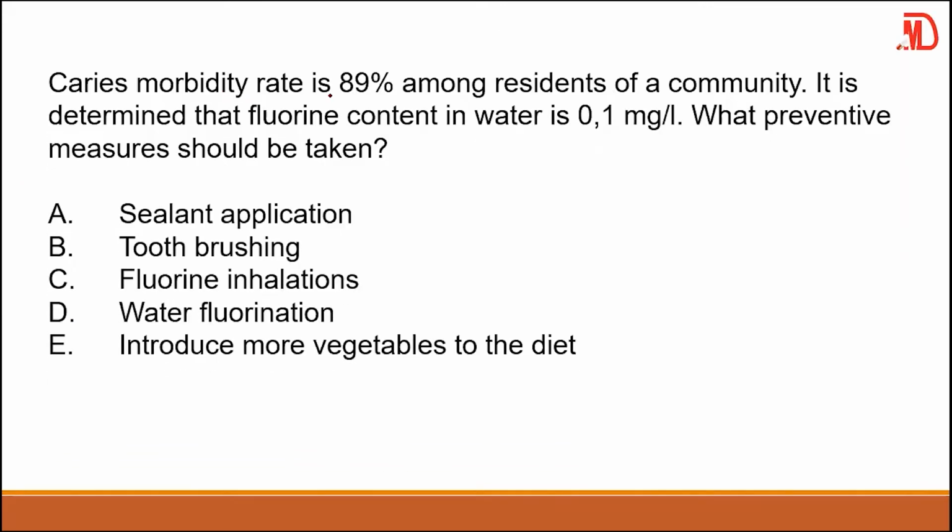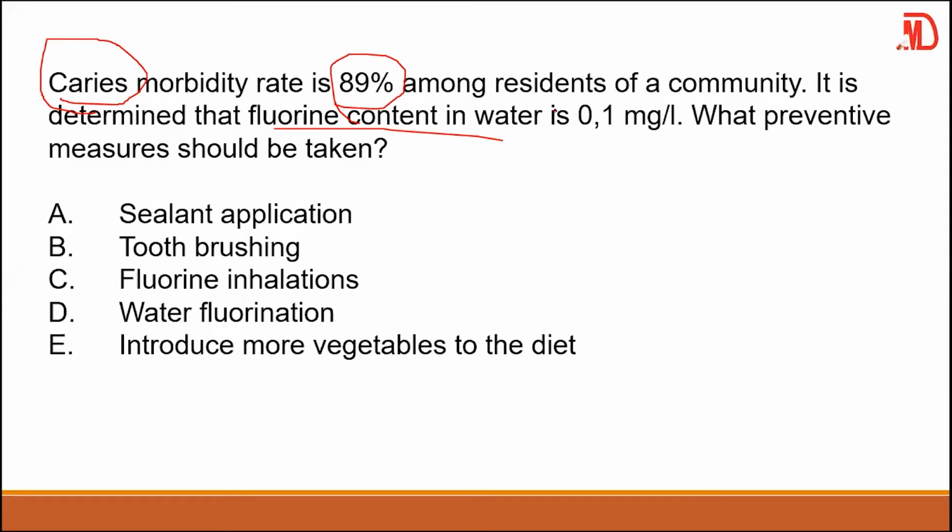Caries morbidity rate is 89% among residents of a community. It is determined that fluorine content in the water is 0.1. What preventive measures should be taken? So that means with fluorine content to be less than 1, and you're having a problem with the teeth. What it means is that you have to increase the fluorine, because fluorine helps to prevent dental caries or tooth decay.